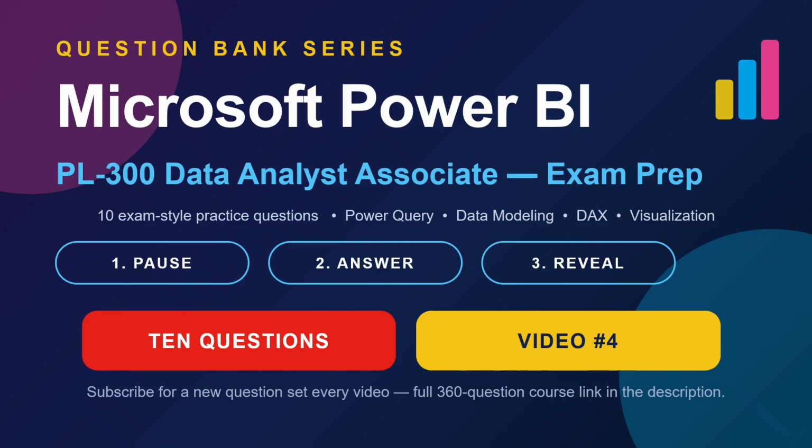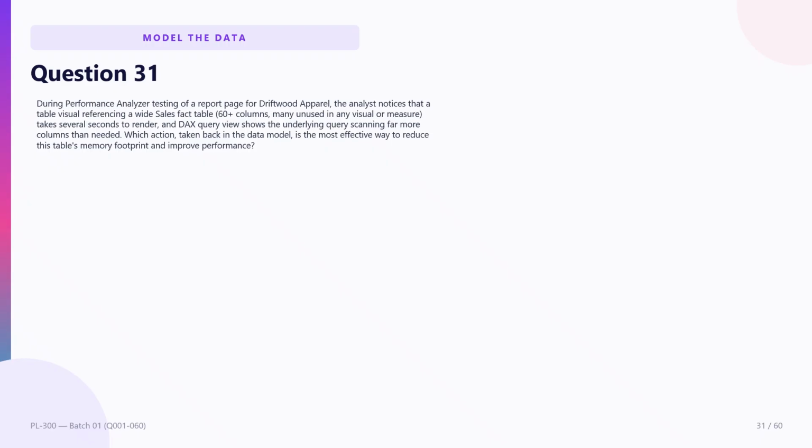Each question comes with the correct answer and a full explanation, including why the wrong options are wrong. Here's how to get the most out of this. When a question appears, pause the video, pick your answer, then hit play to check yourself. Ready? Let's dive in. Question 31.